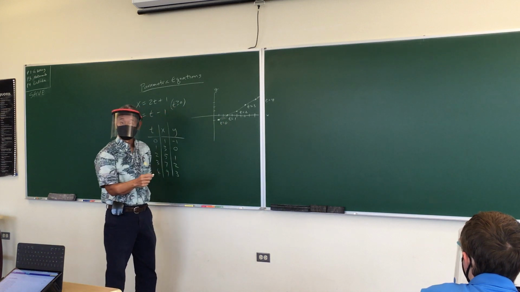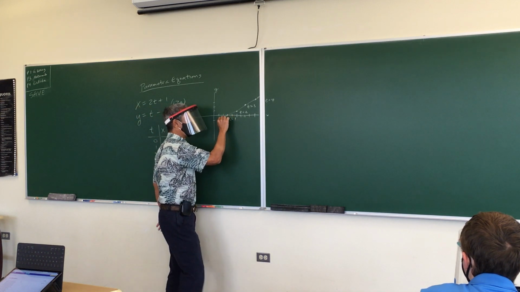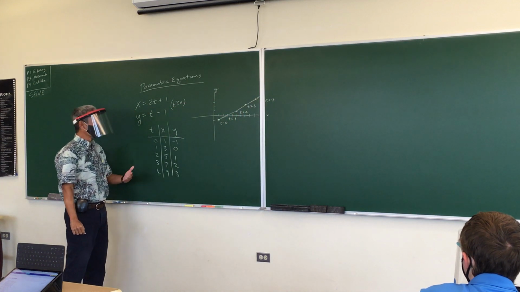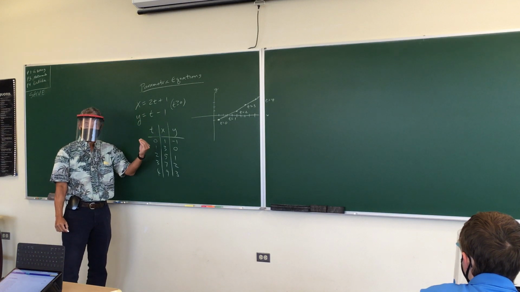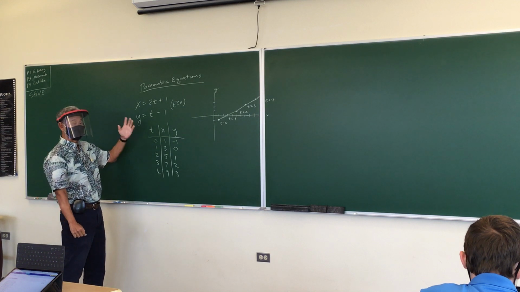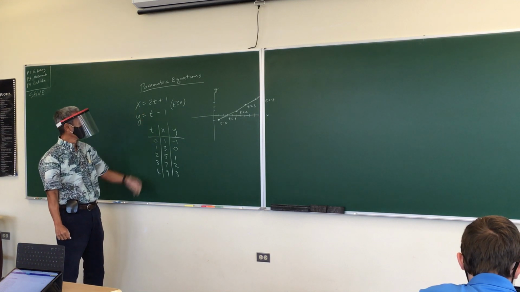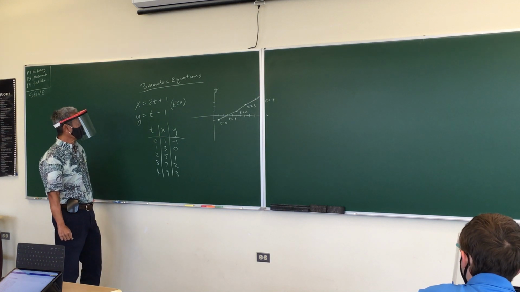Sometimes they do that, you know. How do you know the particle is traveling in a straight line like that? Well, what we do is we eliminate the parameter. So which equation does it look like it's easier to solve for t?